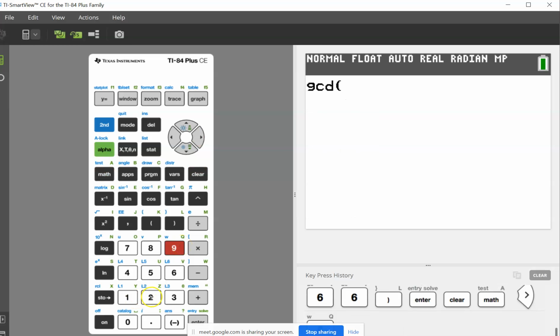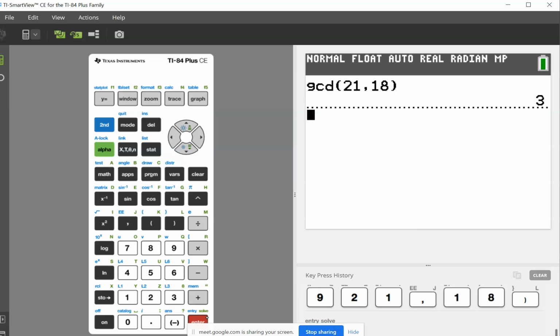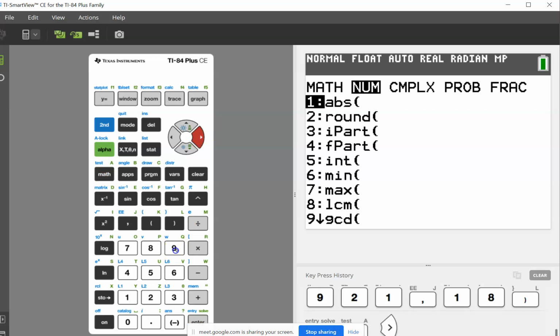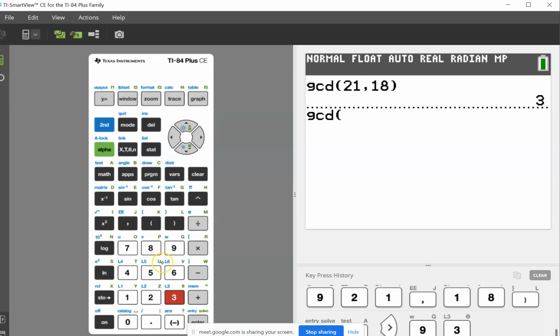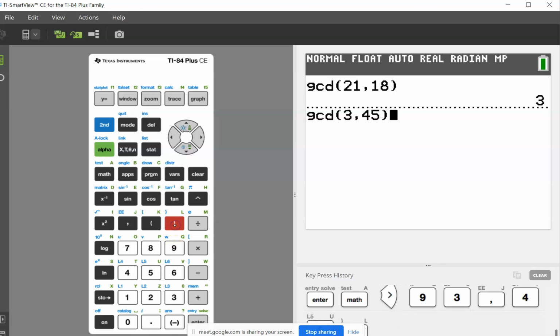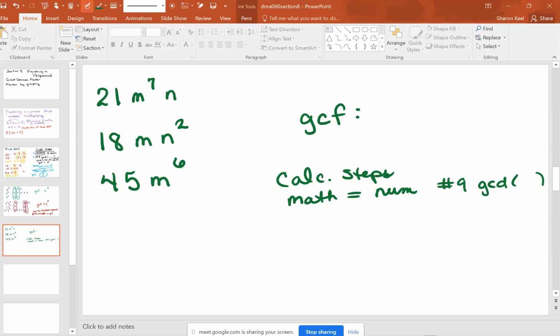My first two numbers are 21 and 18. My common factor is a 3. I've got a third number though. Math, arrow right, number 9. Use the answer we just got, and then we're going to use our third number, which was 45. So the numeral that we have is going to be 3. So 3 is the greatest common factor.